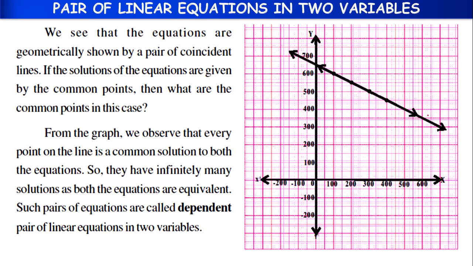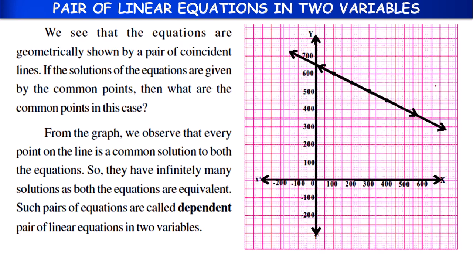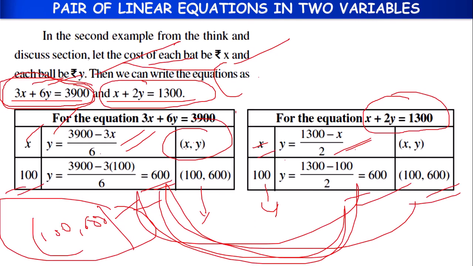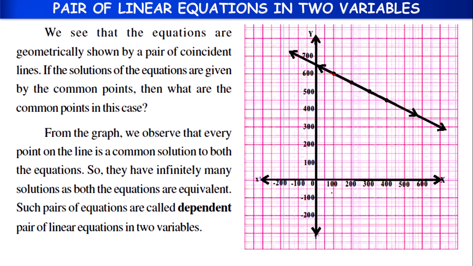After observing the table, let's plot all the points on the graph paper. So what are the points? 100, 600; 200, 550; 300, 500; 400, 450. We have got 4 points, and if we draw a line joining the 4 points, we will get the line for the given equation.